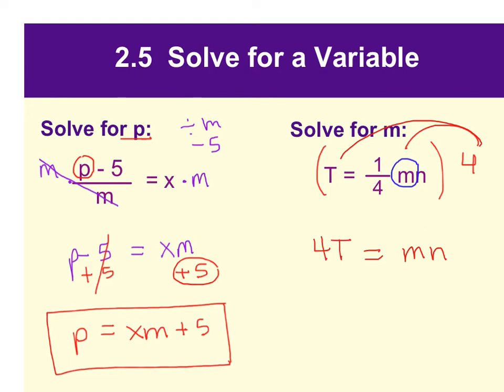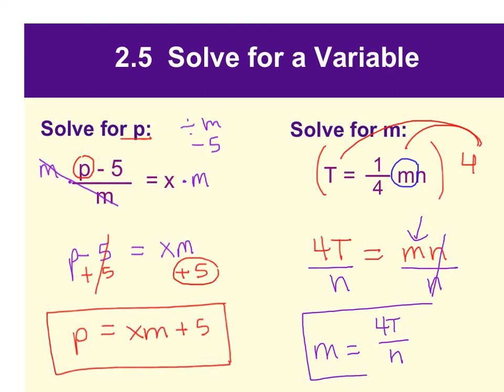All right, so let's go back to where our variable is. Variable m is over here. So what's happening to m? We are multiplying it by an n. Opposite of multiply by n is to divide by n. These n's will cancel over here. You can see we have the m by itself. I'm going to go ahead and write on the left side. So m is equal to that 4t over n.